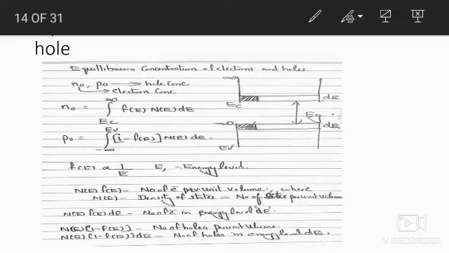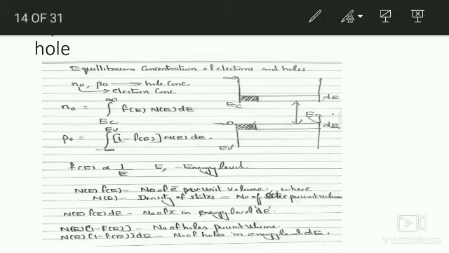Now the total electron concentration in the conduction band is given as the integral from EC to infinity of F of E N of E dE, where the limit ranges from EC to infinity, because EC is the bottom energy level of the conduction band and infinity represents the highest energy level of the conduction band.